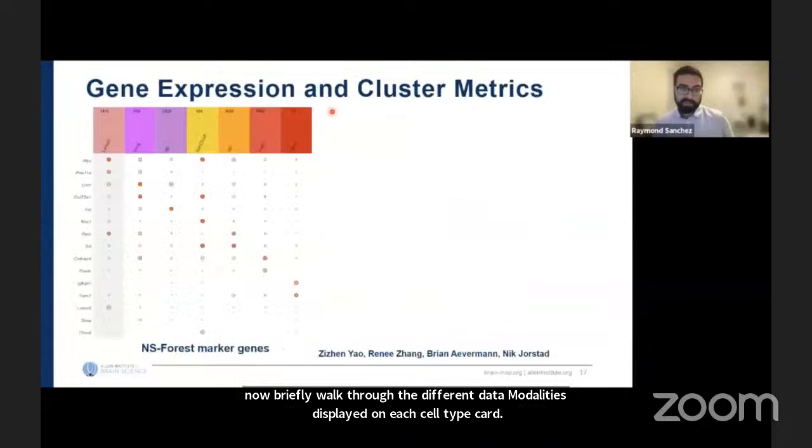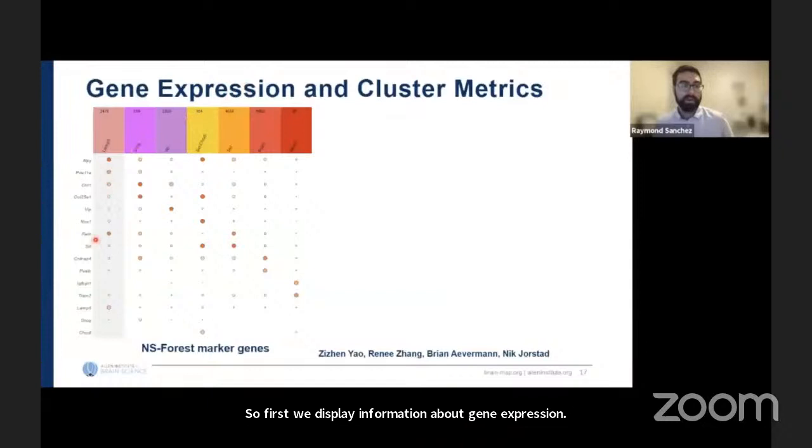So first, we display information about gene expression. This is an example dot plot of one of seven RNA-seq datasets showing different marker genes, with the focus here on the LAMP5 type in relationship to its sibling types. Users can select between any of the seven RNA-seq datasets as part of the mouse motor cortex taxonomy.